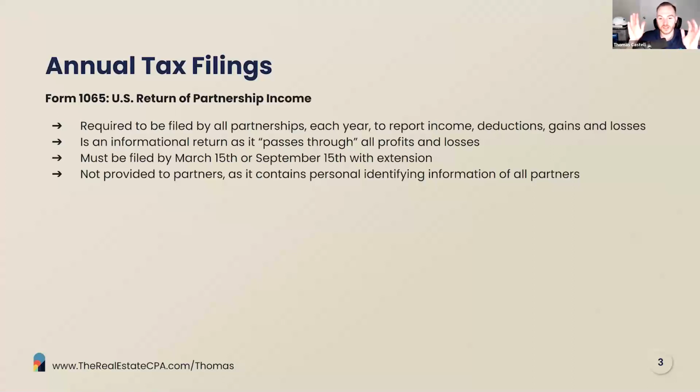And then you, as the limited partner, you'll take your Form K1 and you'll report that on your Form 1040, and you'll pay taxes according to your individual tax situation. So Form 1065 is typically going to be filed by March 15th, or September 15th if extended.